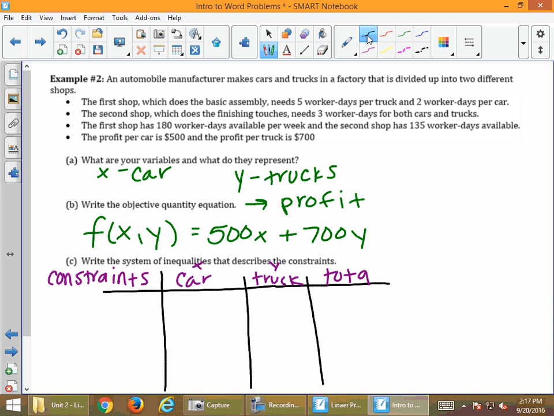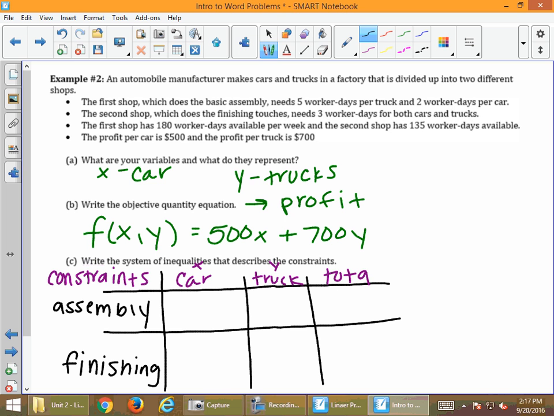Make your first. Now back to you, Megan. What would be one of our constraints? What's limiting us? Yeah, basic assembly. We'll just call it assembly. What's another thing that's limiting us? Basic assembly, finishing touches. Keeping us from doing whatever we want. Okay? Restricting us.